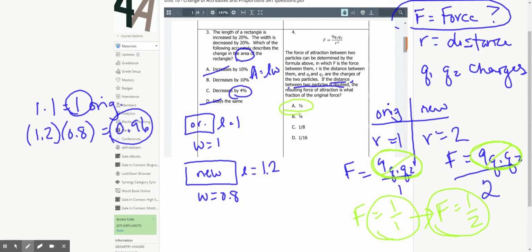Oh, but that's not right. What did I miss? Do you see what I missed? My original equation, r is squared. So if the distance is squared, that's 1 squared and 2 squared. So that's really 1 and 1 over 4. So it's not this guy. It's this one. So that r squared is that super important piece.